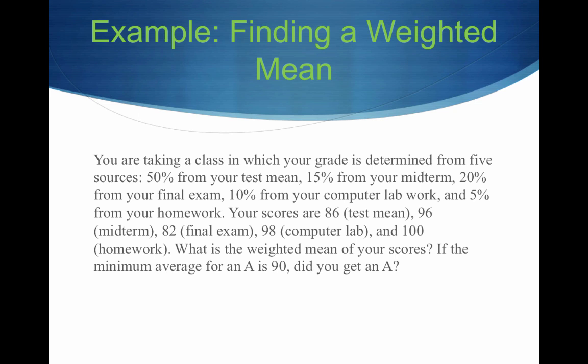You're taking a class in which your grade is determined from 5 sources: 50% from your test average, 15% from your midterm, 20% from your final, 10% from your computer lab work, and 5% from your homework. Your scores are 86 for the test average, 96 for the midterm, 82 for the final exam, 98 for the computer lab, and 100 for the homework. What's going to be the weighted mean of your scores?